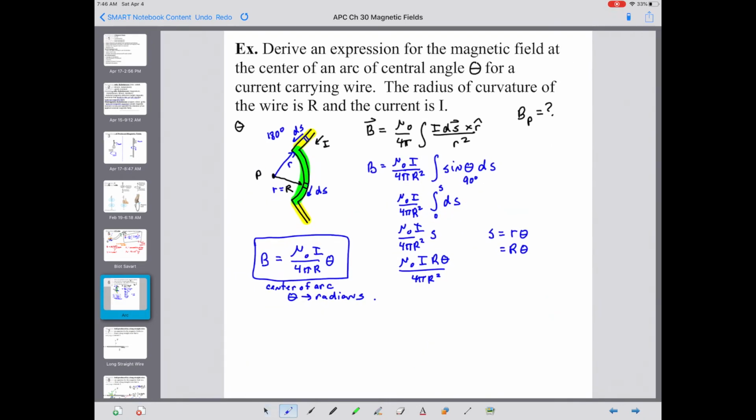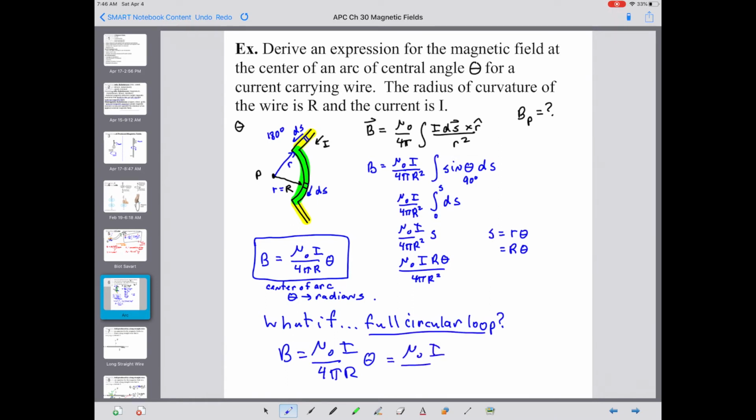Let's consider what happens if this is a full circular loop. Mu naught I over 4 pi r times theta. If this is a full circular loop, then what you have for theta would be the radian value of a full loop, which would be 2 pi, and you divide out and you get mu naught I over 2 times r.